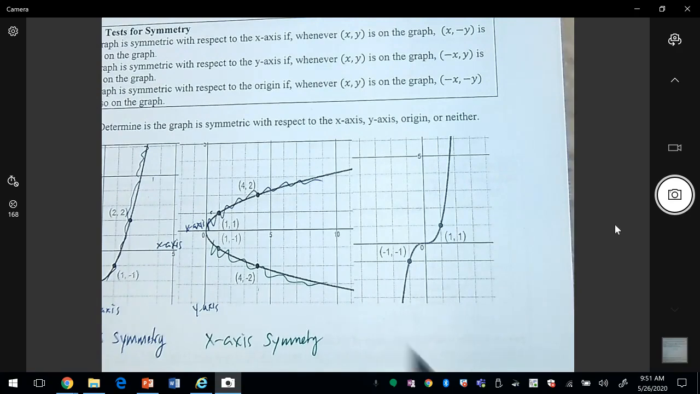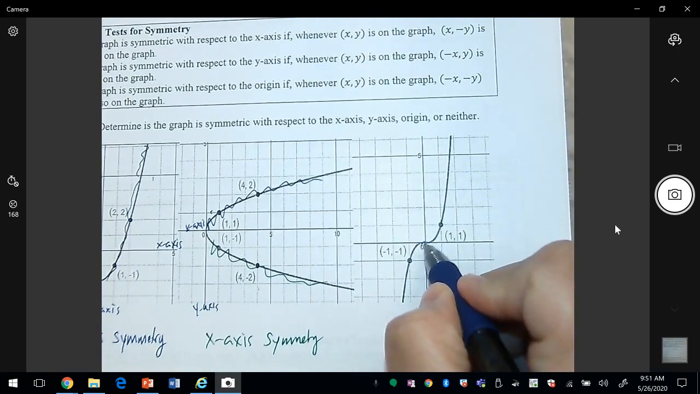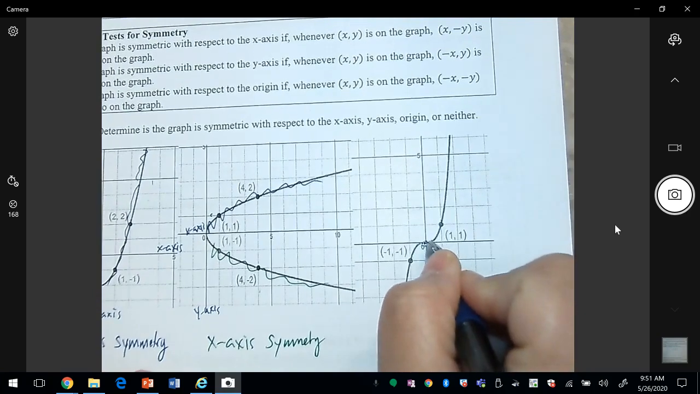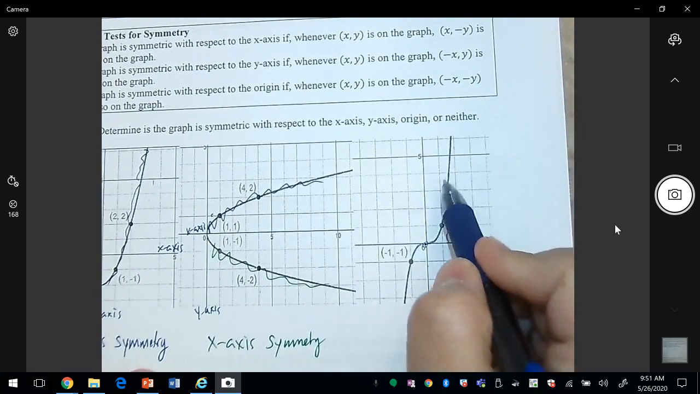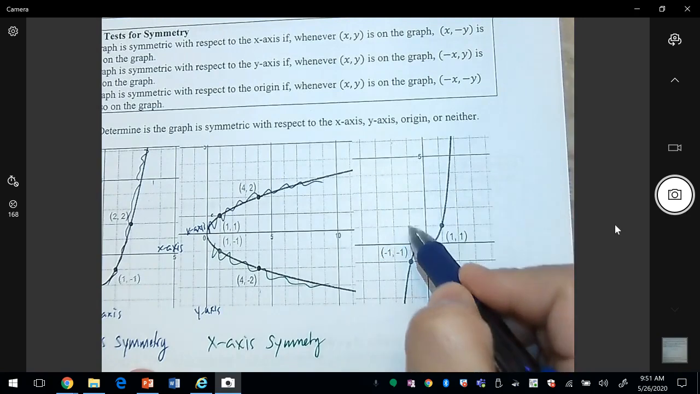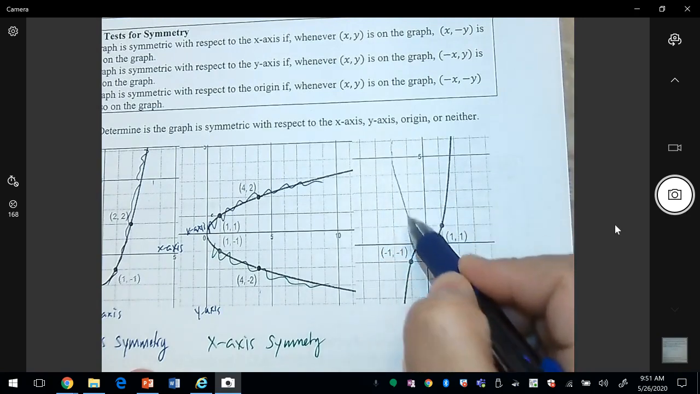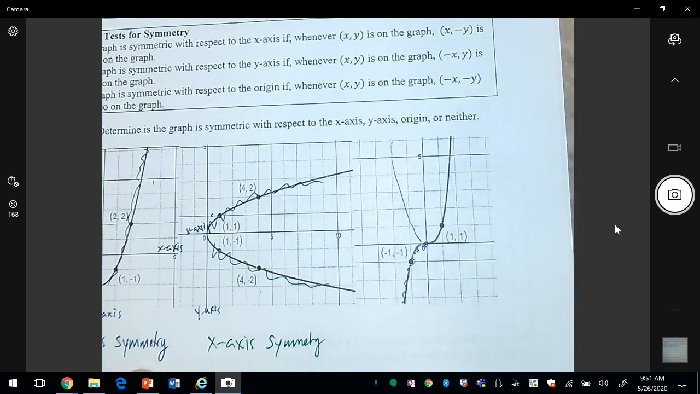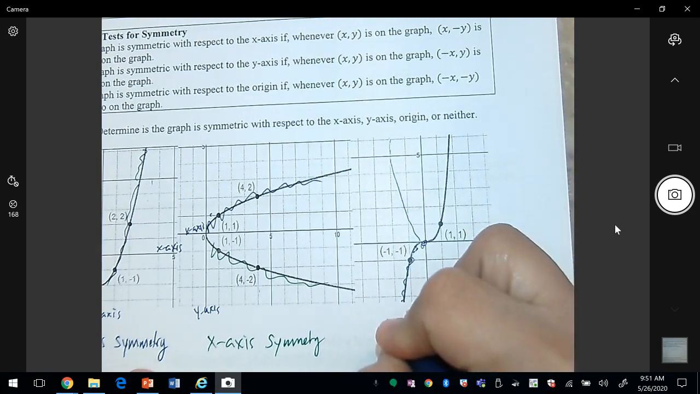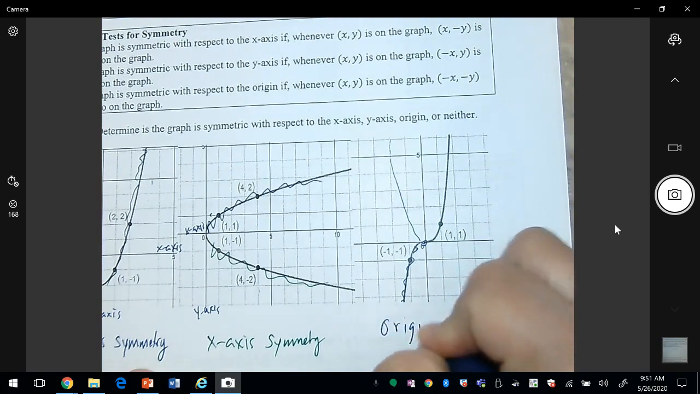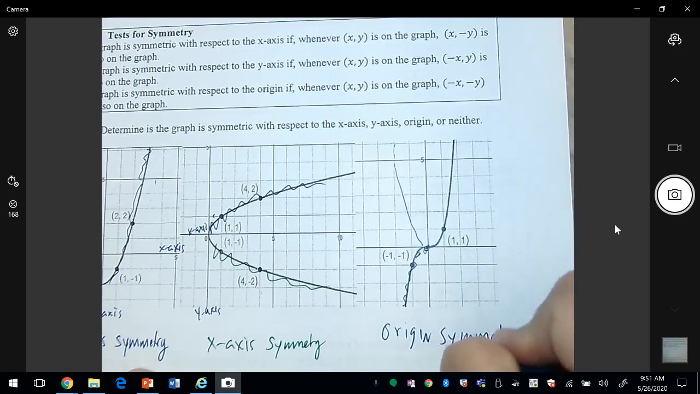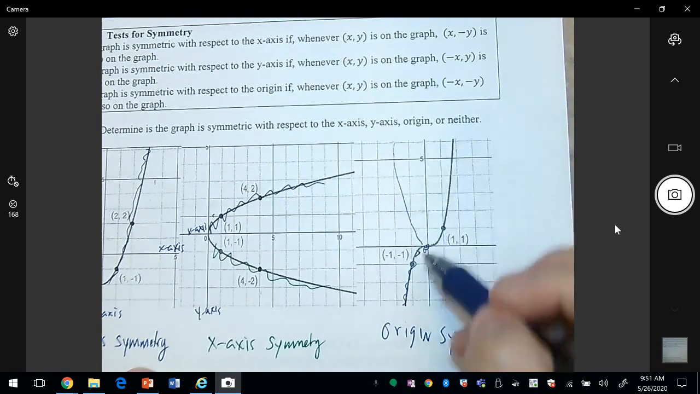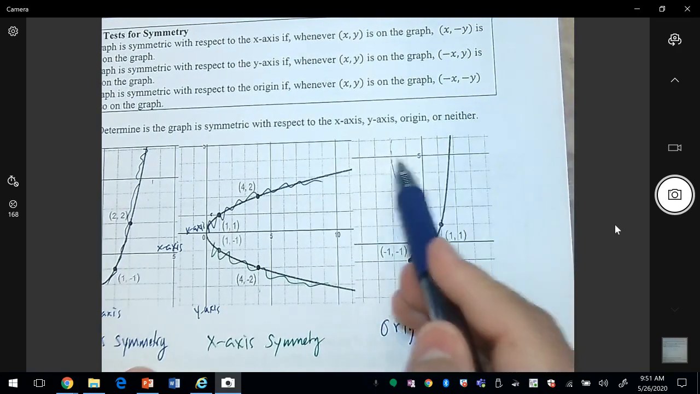So now here, the origin. If you notice here, if I fold the graph the long way, then this graph would land on top of this side of the graph. And then if I fold down, it would fall on this graph. So this is going to have origin symmetry. So again, for origin, we're looking at, does the graph have y-axis symmetry?